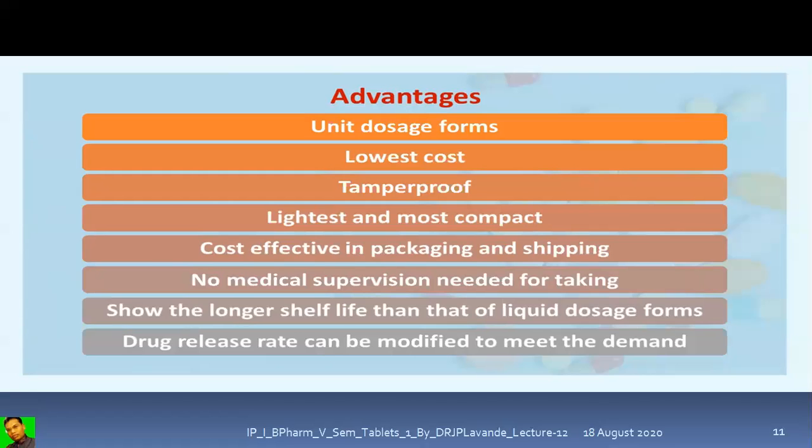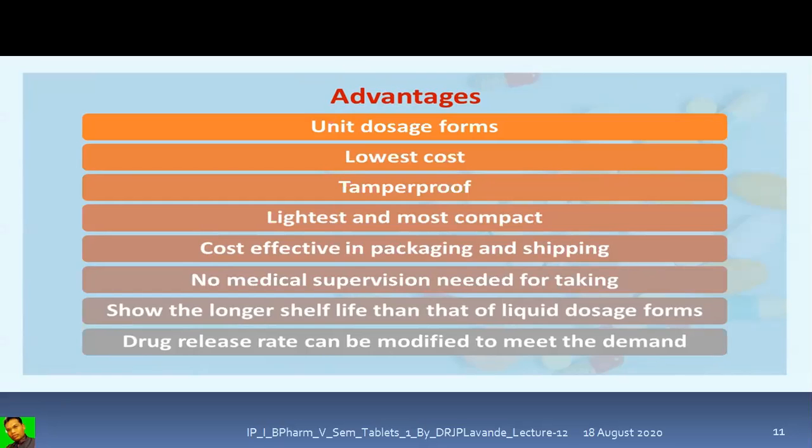It is lightest and the most compact. Yes, a very small quantity or very small size will contain the drugs. It is cost effective in packaging and shipping. It does not require much packaging, simply strip packaging or blister packaging will be sufficient, other than the secondary and tertiary packagings.